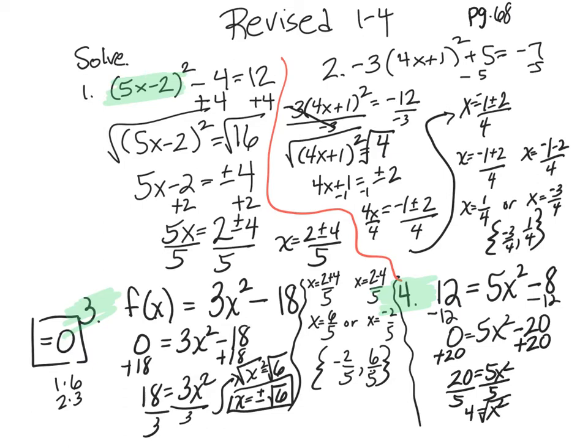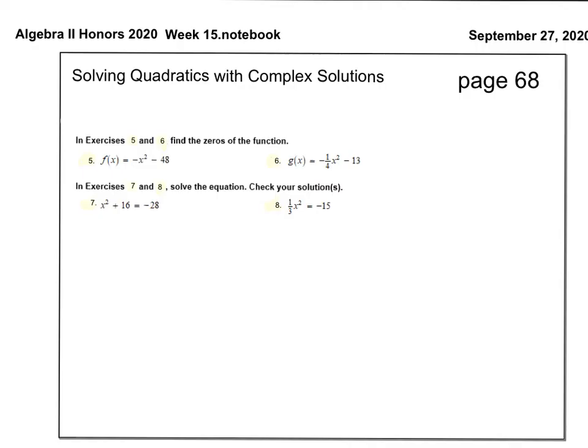I can take the square root of both sides, and x will equal plus or minus 2. That's the answer to number 4. Moving on to number 5. Number 5 is very similar to number 3. And now these final 4 questions, we're going to have complex solutions.